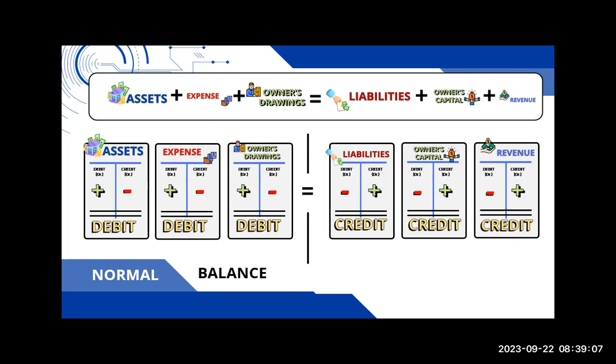Assets is equal to liabilities plus owner's capital plus revenue minus expense minus owner's drawings. Pero ayaw natin yung negative dito sa side na to. So ililipat lang natin si expense, ililipat lang natin si owner's drawings so that it's assets plus expense plus owner's drawings on the left, liabilities plus owner's capital plus revenue on the right. Pag alam nyo na yung left and right, pag left, nasa debit. So debit si assets, expense, owner's drawings. Sa liabilities, owner's capital, and revenue, credit naman yon on the right side.